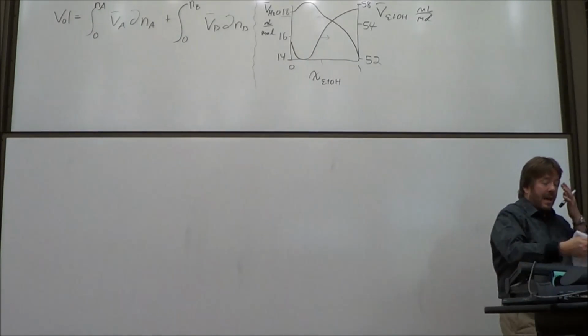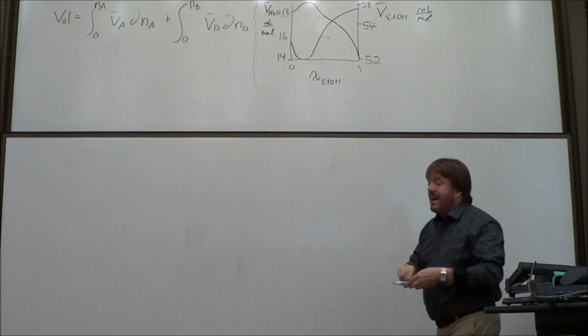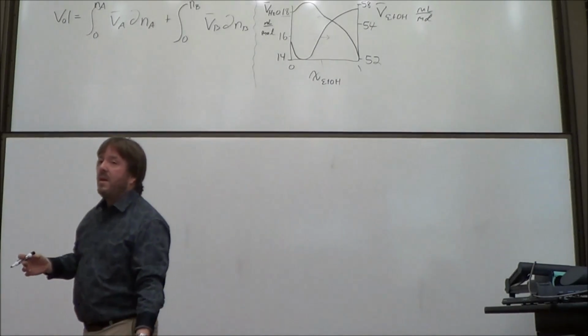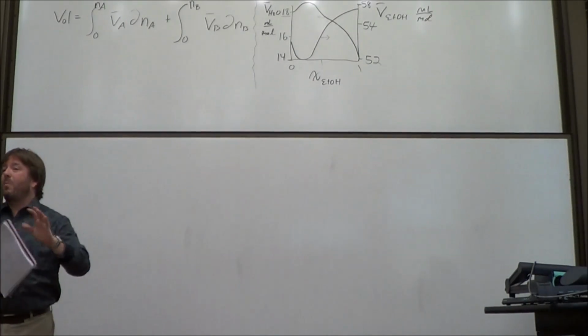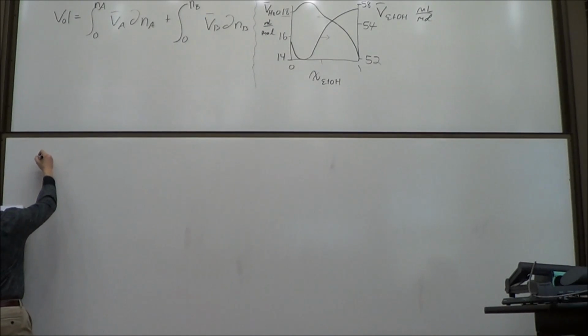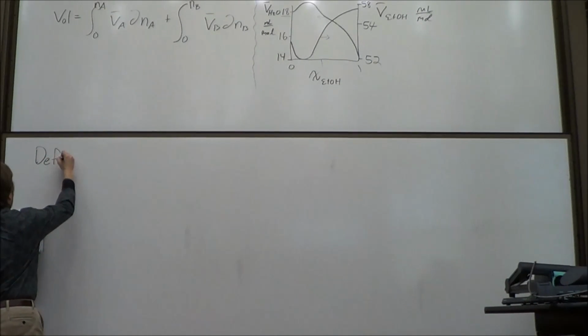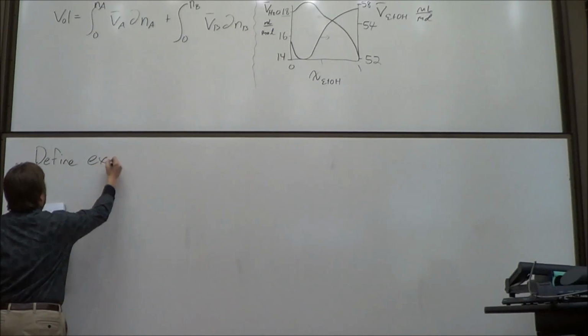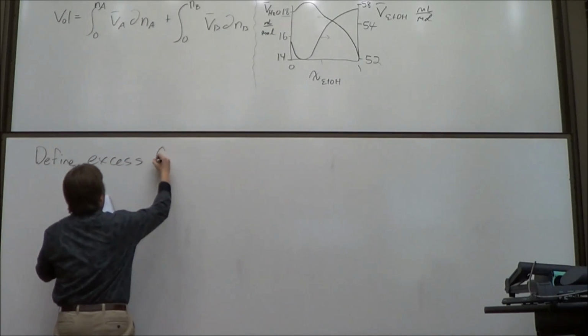Because delta G is delta H minus T delta S. Delta S is clearly going to go up. Delta H really shouldn't change at all because gases largely don't interact. That's not going to be so true with liquids, so I think you can kind of see where I'm going with this. What I want to do is define excess. These are called excess functions.